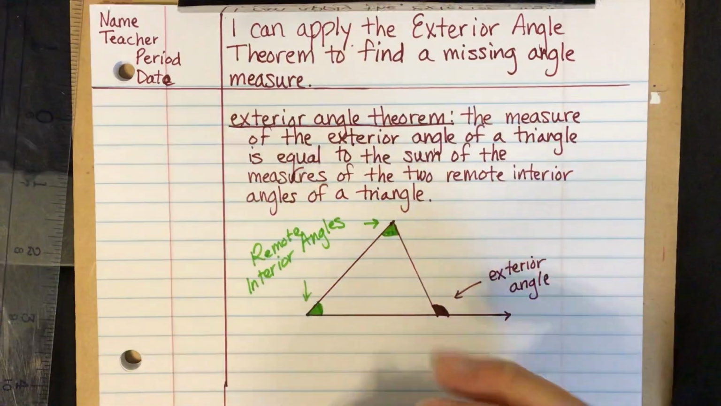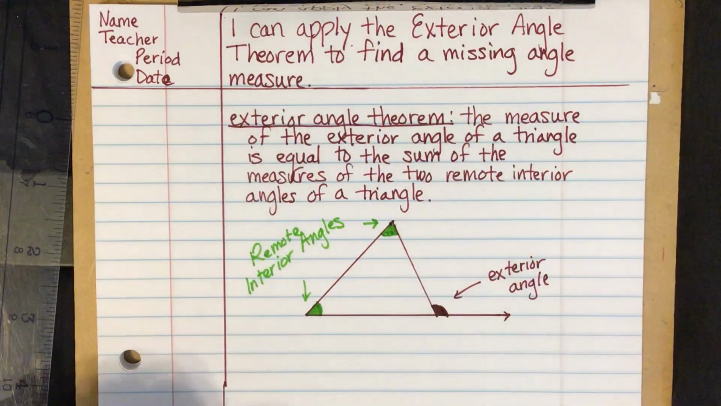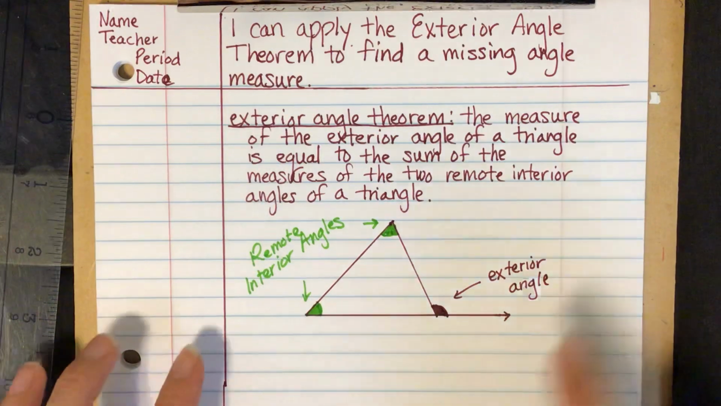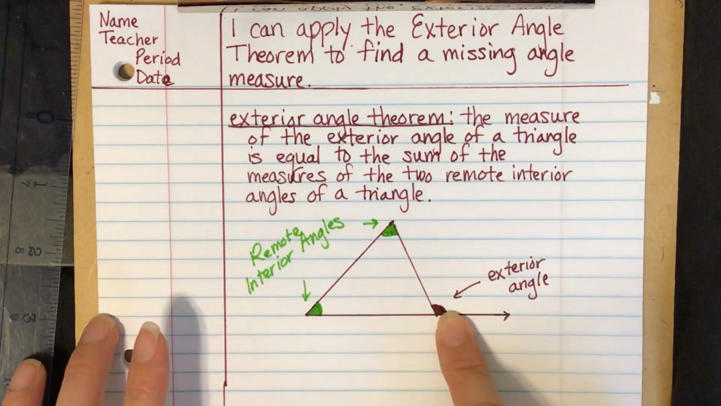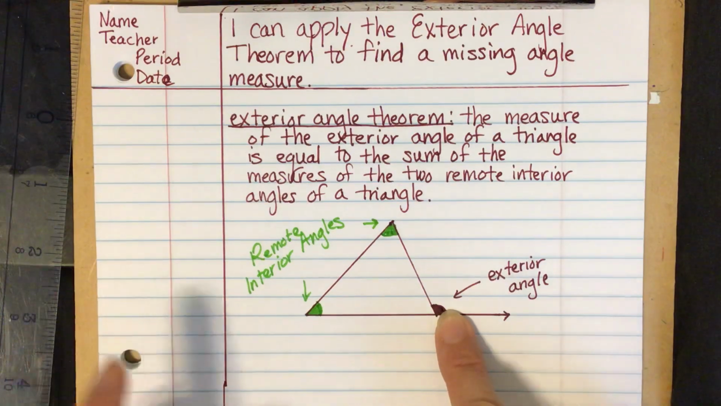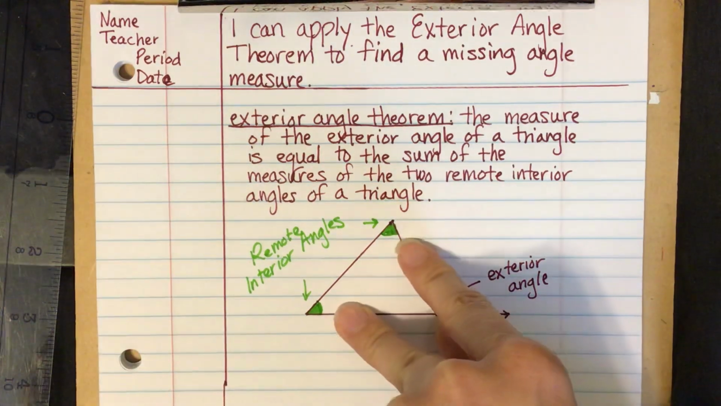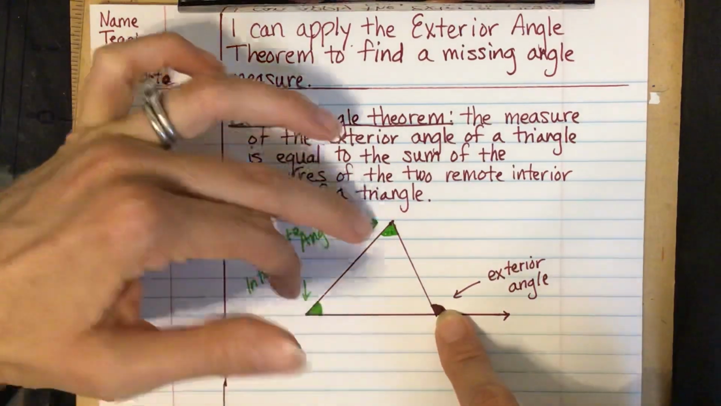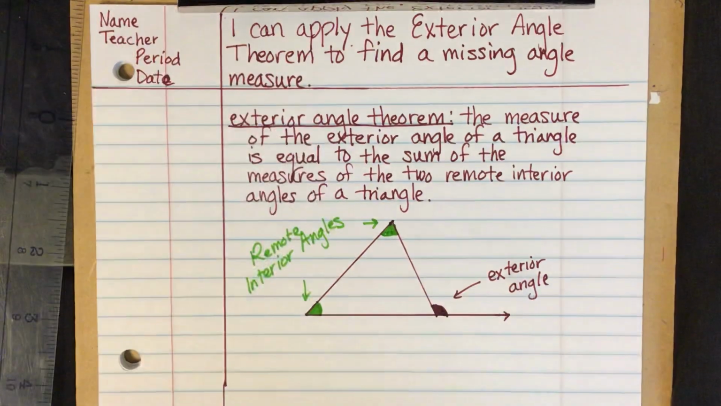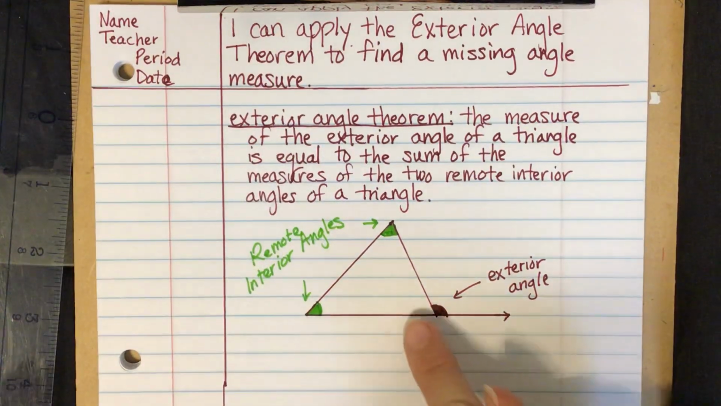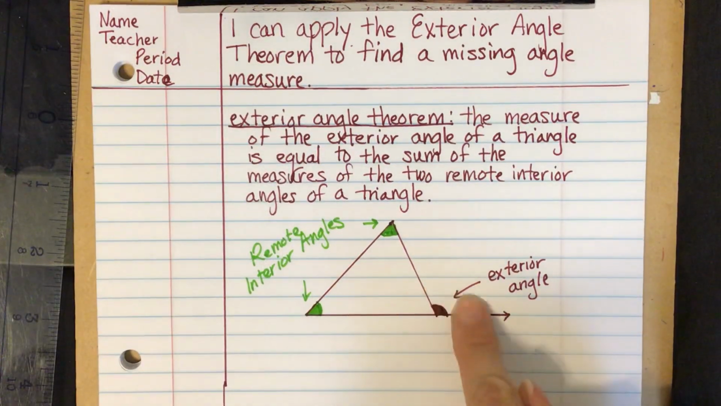Okay. So now that we have this picture labeled, let's talk about it for a second. The theorem says the measure of the exterior angle, this angle, is equal to the sum of the measures of the two remote interior angles, here and here. So basically what it's saying is if you add up the measure of these two angles, it's going to equal this. And we know that because this is supplementary right here, meaning it adds up to 180.